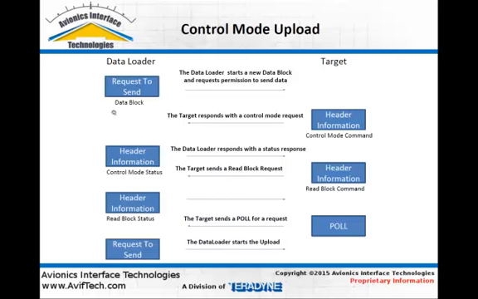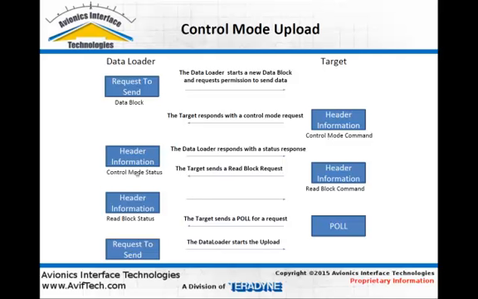The way this would look on the bus, if the target wanted to go into control mode, is say the data loader has encountered in the config LDR a transmit or an upload definition, so a file that it needs to upload. It will start polling the request to send to the target, and instead of responding with a clear to send message, the target will respond with a control mode command, telling the data loader that it wants to go into control mode.